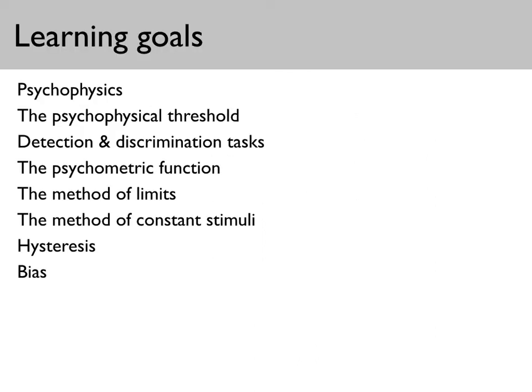These are the learning goals. I'm going to talk about what psychophysics is in general, and what the psychophysical threshold is. I'm also going to describe two important psychophysical tasks, the detection and discrimination task. I'm going to talk about the psychometric function. You will also learn about two methods that get at the psychophysical threshold, the method of limits and the method of constant stimuli. I will also discuss two important concepts, hysteresis and bias.